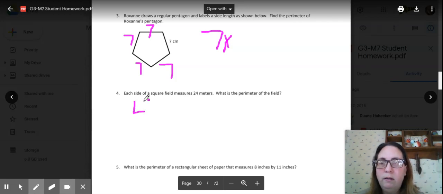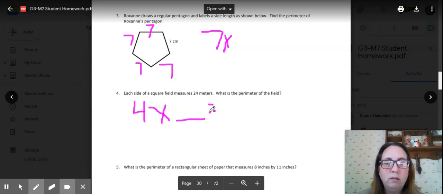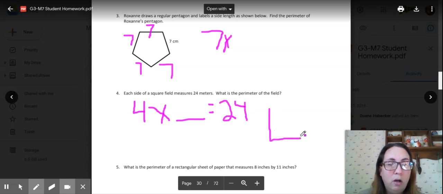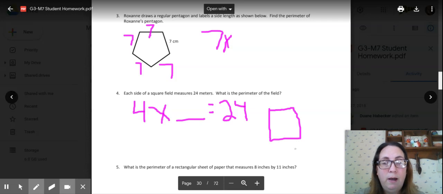So I'm thinking there's a couple different ways you can do it, but I'm thinking 4 times what equals 24. When you find that number, then you know how long each one of those sides are. So when you figure out that number, please put it there and then write it along each side of the square. Pause the video to complete that.